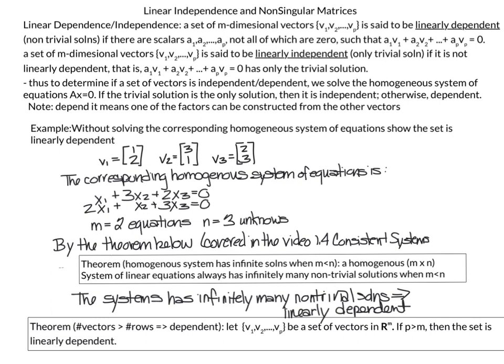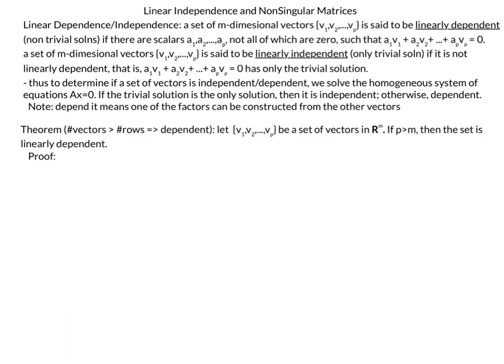Which leads us directly into our next theorem, which I moved up here so there'd be room for a proof. It says if the number of vectors is greater than the number of rows, then it is dependent. The theorem says let v1, v2, up to vp, so they're p vectors, be a set of vectors in Rm. So there are m equations, and each of these vectors has m components. Then if p, the number of vectors, is greater than m, the number of rows, then the set is linearly dependent.